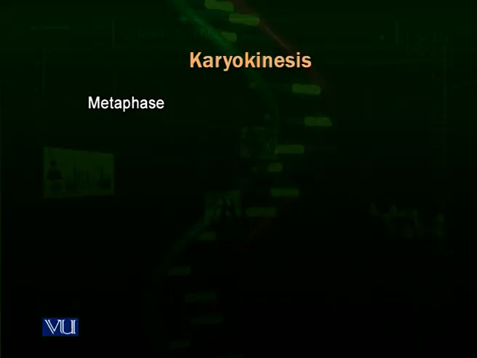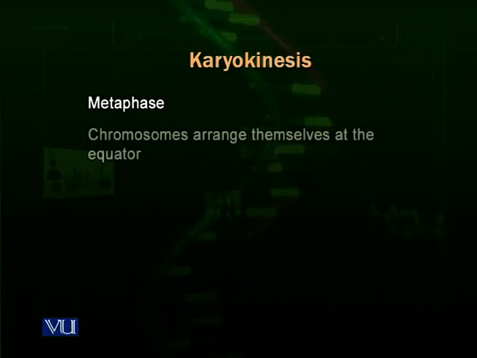Then comes the next phase called metaphase. In metaphase, chromosomes arrange themselves on the equator. As we know, in the prophase, chromosomes were attached to the spindle fibers with the help of their kinetochores. Now they arrange themselves in almost the center of the cell. We call it the equator.